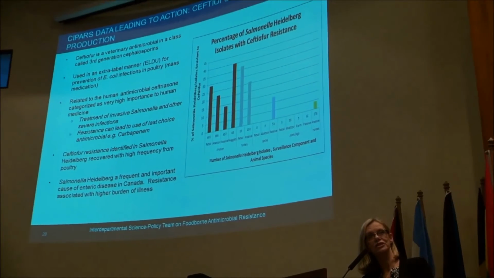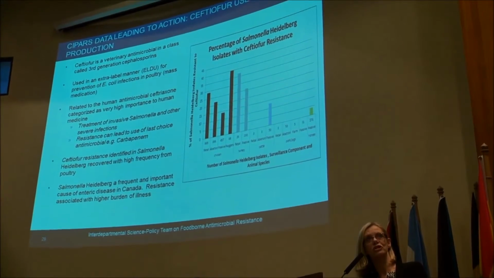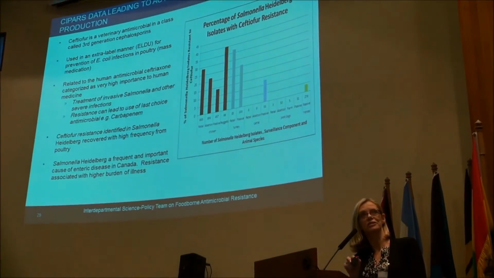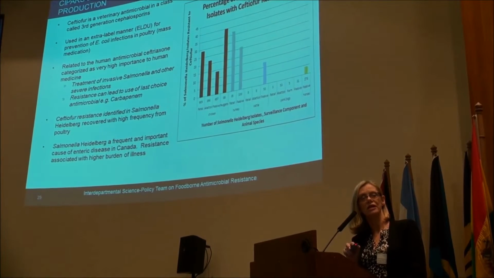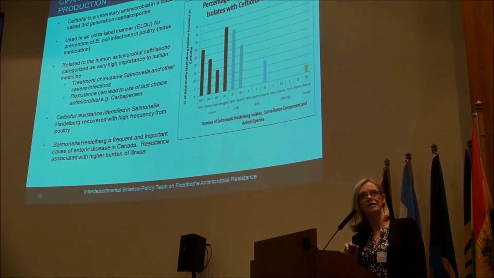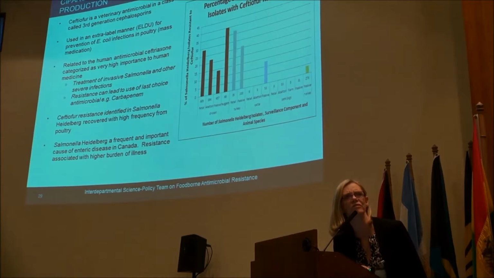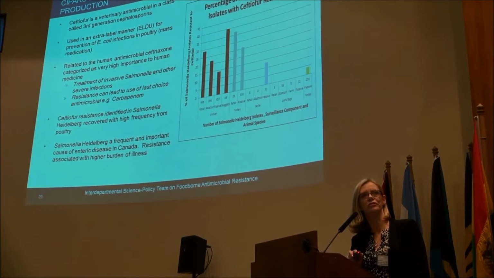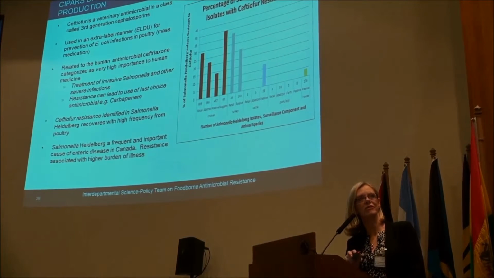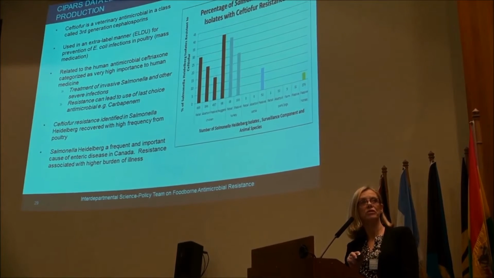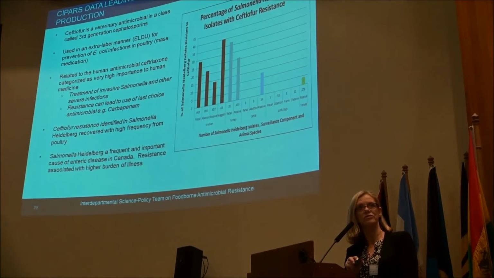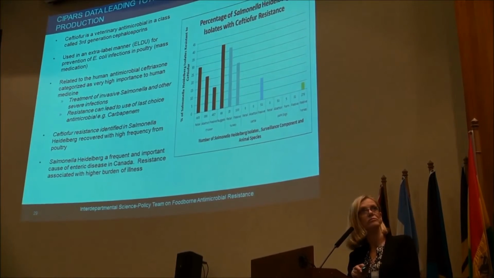We also see it in turkey, and we're just starting collecting some turkey data, so that's why that's sort of there. We do see the odd one in some of our passive clinical cattle, and we do see it in horses as well. But the propensity is in chickens. So knowing that salmonella is a frequent and important cause of enteric disease in Canada, we've certainly done a lot of investigation on this one.